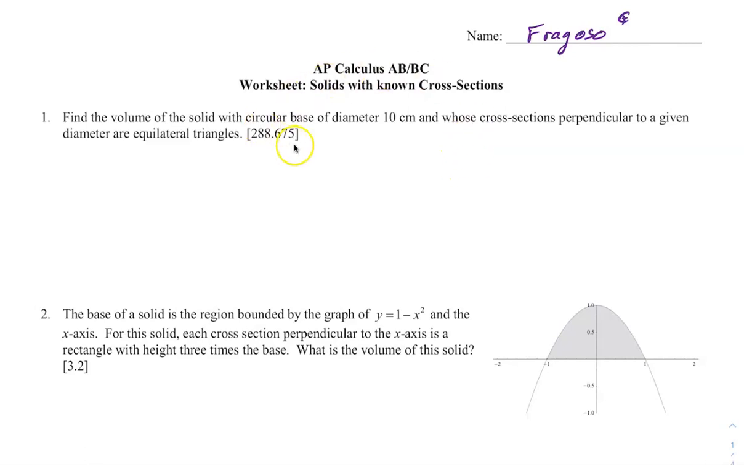Let's work through this worksheet on volume of solids with known cross sections. So this is number 1. Find the volume of a solid with a circular base of diameter 10 whose cross sections perpendicular to the given diameter are equilateral triangles. So a couple of things here.